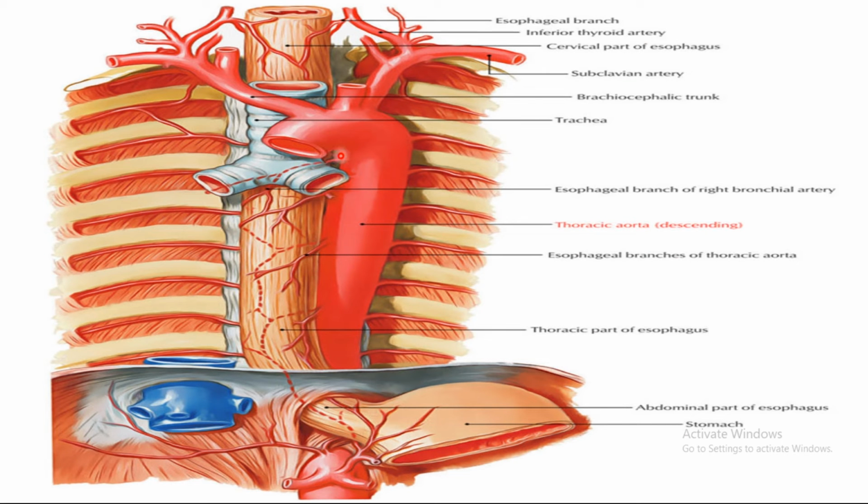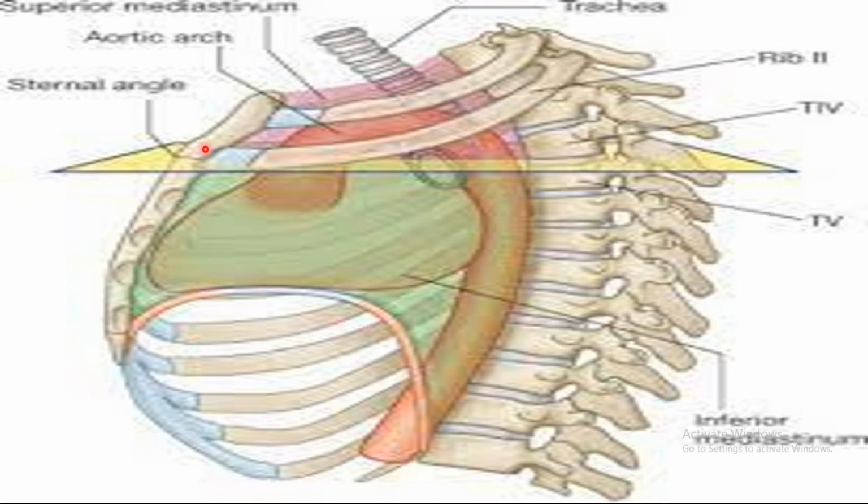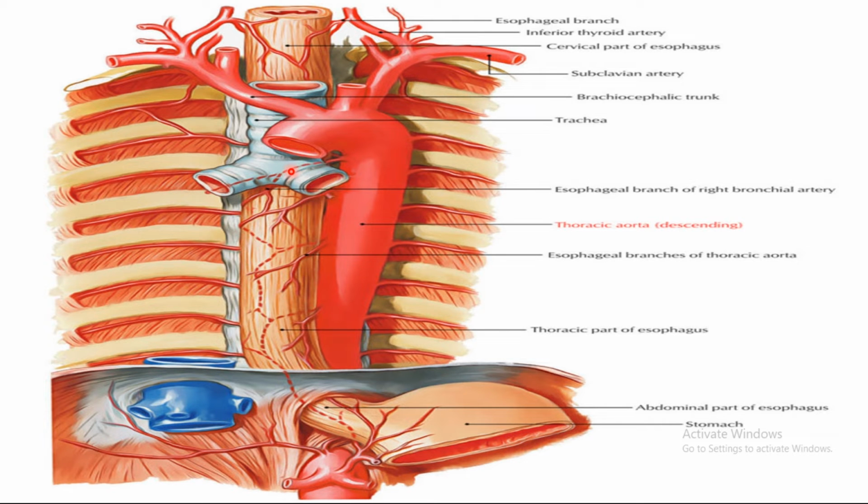Ascending aorta begins at the lower part of the third left costal cartilage. 1, 2, 3. Third left costal cartilage. It starts at the level of the third left costal cartilage, and then it ends at the second costal cartilage at the sternal angle. Here is the sternal angle, which is made by the joint of the sternum and second costal cartilage, and here is where the aorta ends. This ascending aorta part is somehow the widest part of the aorta.